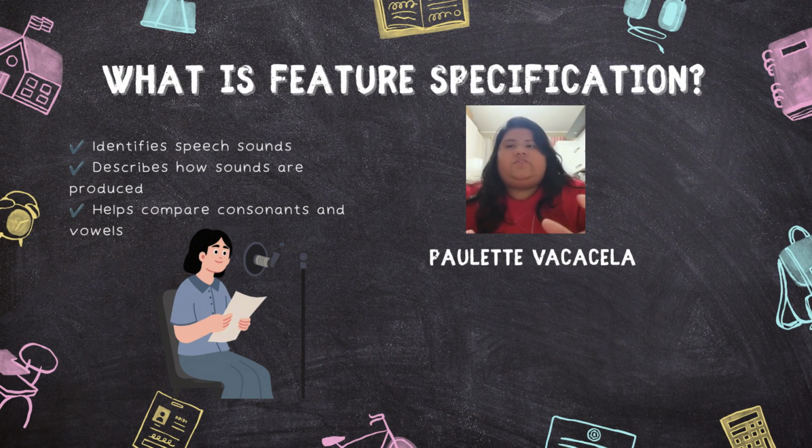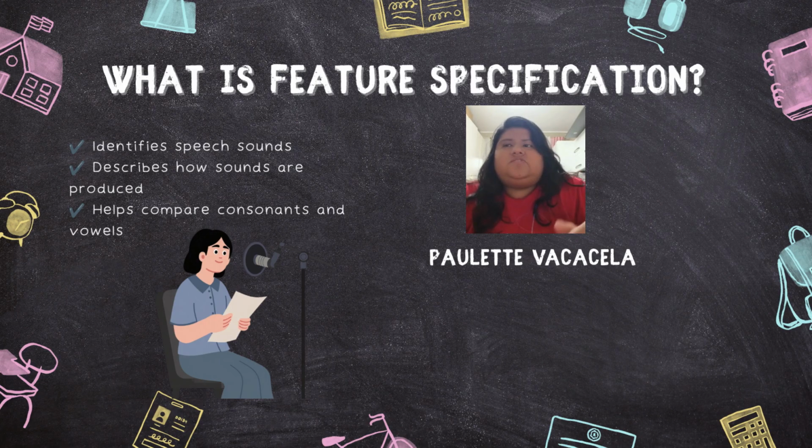First let's talk about feature specification. In phonology, feature specification is a way to describe and classify the speech sounds according to their characteristics instead of only giving a name for the sound. So, linguists describe exactly how it is produced.